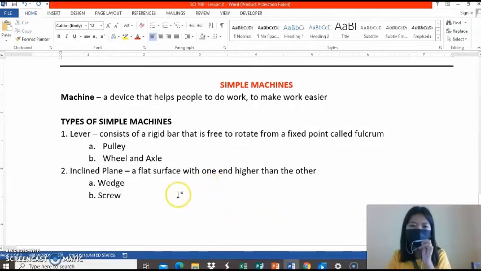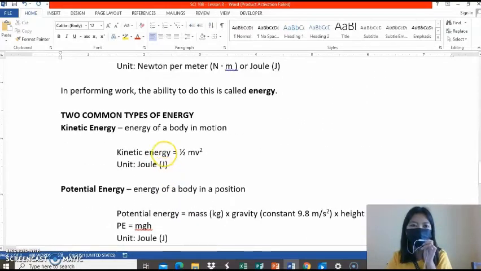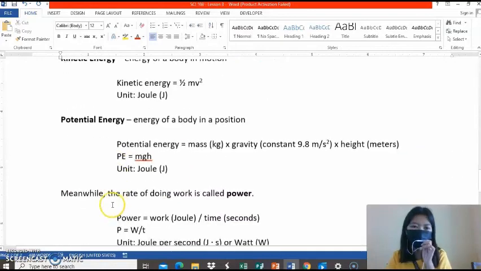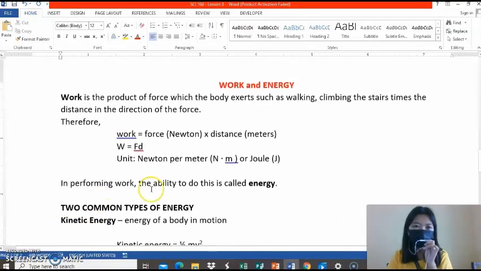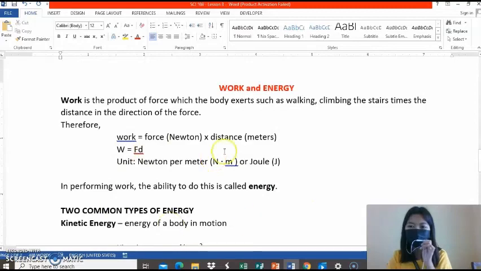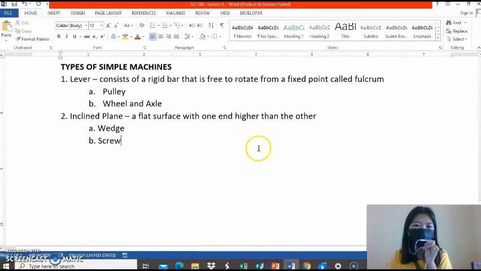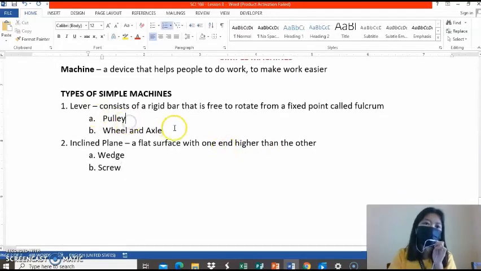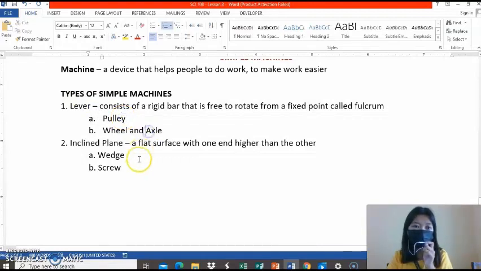So, for the activity, you will answer one problem about sa power. Dito lang iikot yung formula na gagamitin nyo. And then, you're also going to have different examples of lever, pulley, wheel and axle, wedge and screw. And you're going to differentiate a pulley from a wheel and axle and wedge from a screw.